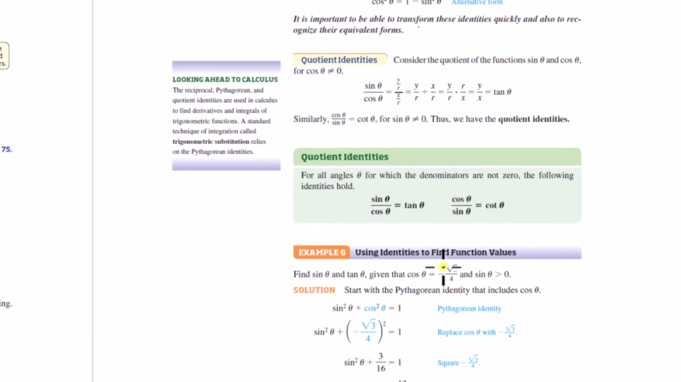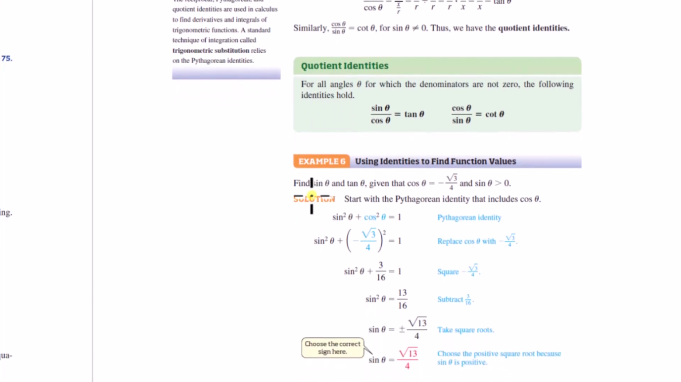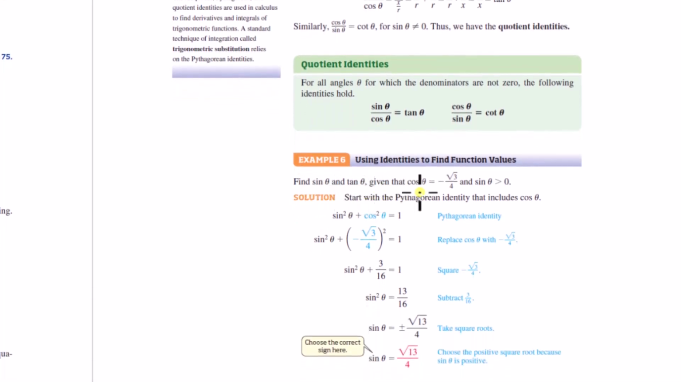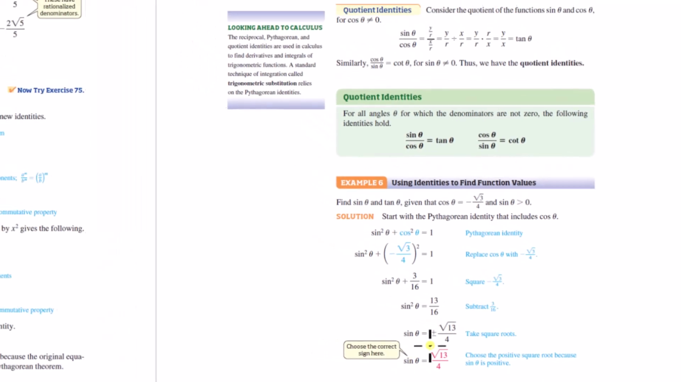All right, using identities to find function values. It says find sine theta and tangent theta given that cosine theta is equal to minus root 3 over 4, and sine theta is greater than 0. So start with the Pythagorean identity that includes cosine. So here we go. You plug in cosine, and you get sine squared theta is equal to 13 over 16. Take the square root of both sides, but now you have a plus or minus here. But it told us that sine theta is positive. It needed to tell us that, so we choose the positive.